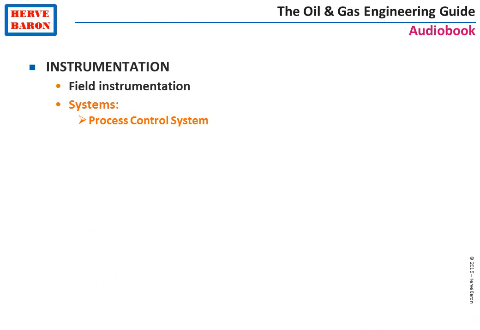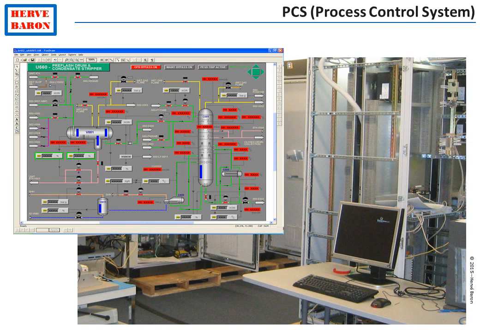As stated in introduction, another work stream of this discipline are the systems. First of all, the process control system. The process control system functionalities are entirely defined by process.